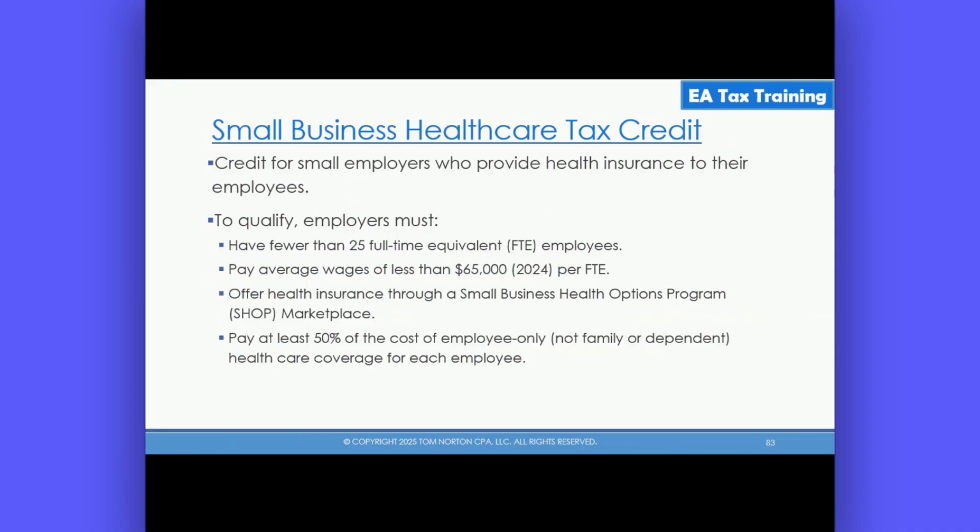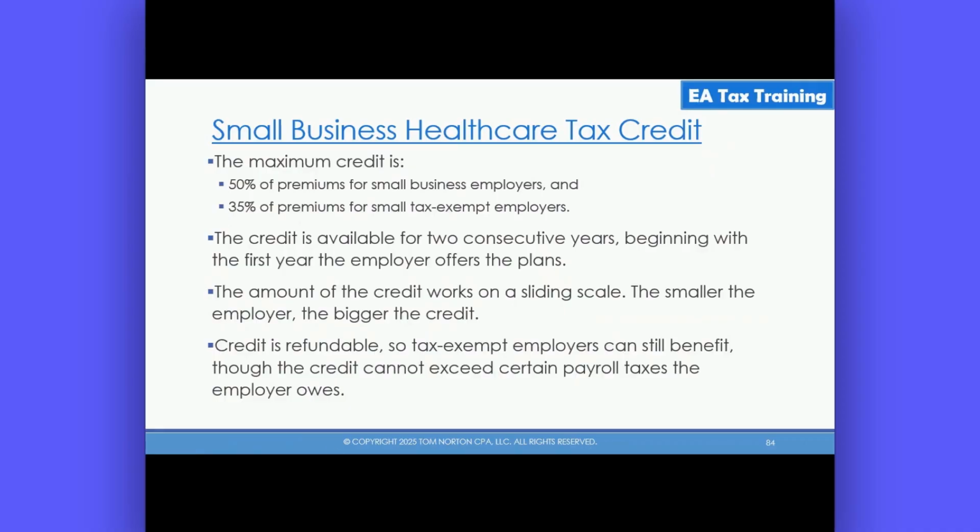And the employer has to pay at least 50% of the cost of the employee-only health care coverage for each employee. They don't have to pay any of the family coverage, but they have to pay at least 50% of the cost for the employee themselves. The maximum amount of the credit is 50% of the premiums paid for small business employers and 35% of the premiums paid for small tax-exempt employers.